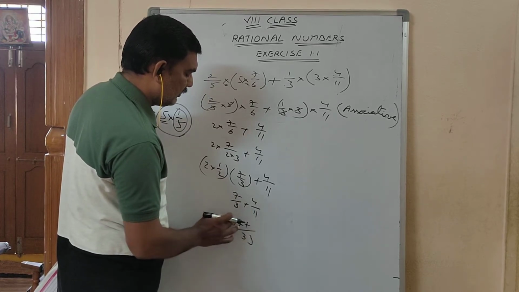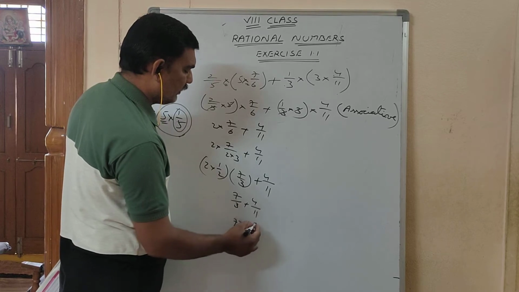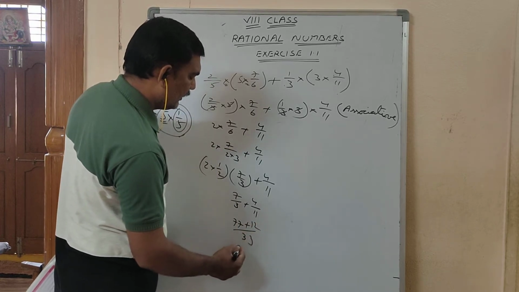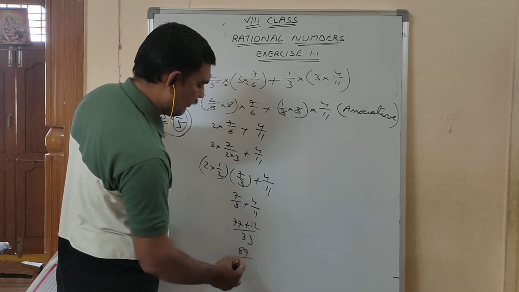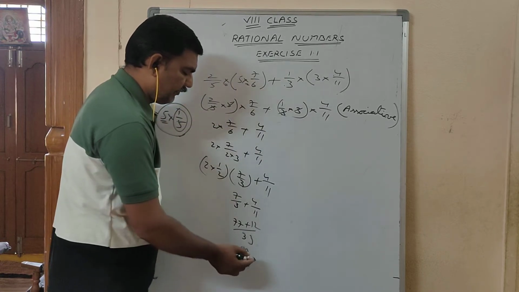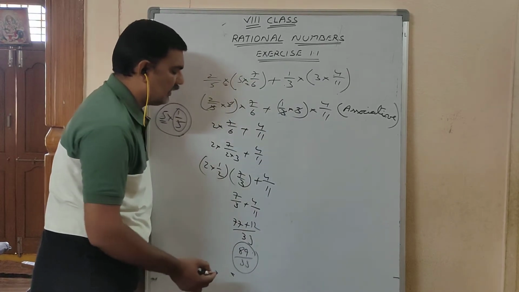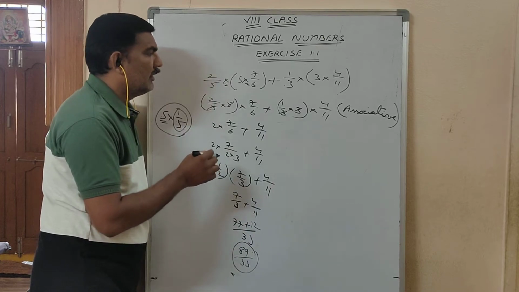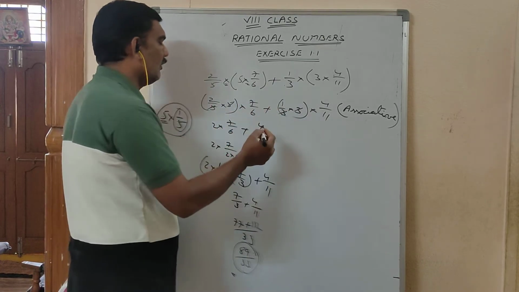Next, plus. 11, how many times will go? 3 times. 3 fours are 12. So you are getting 89 by 33. This is the answer. And here he is asking about properties.